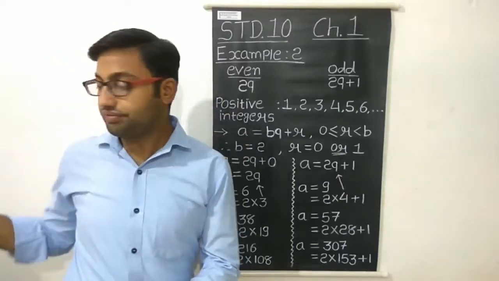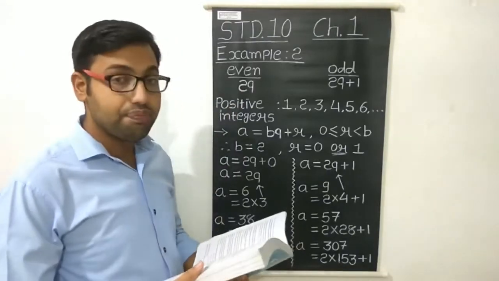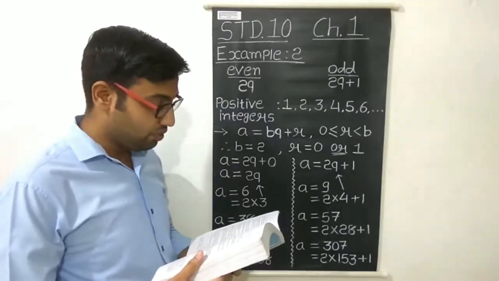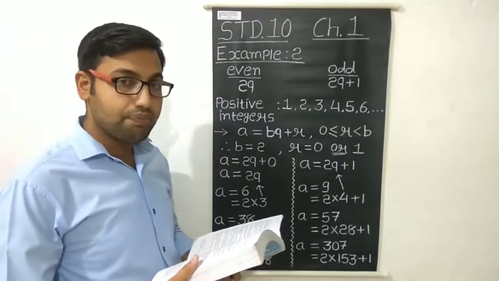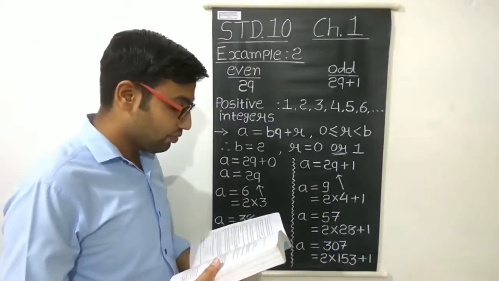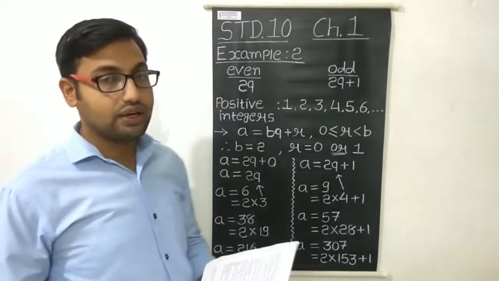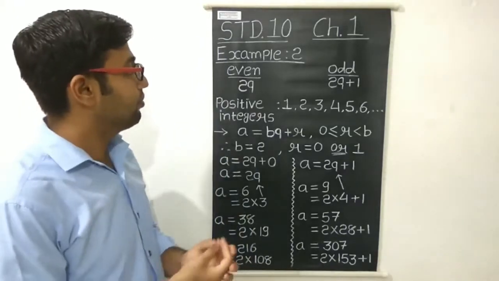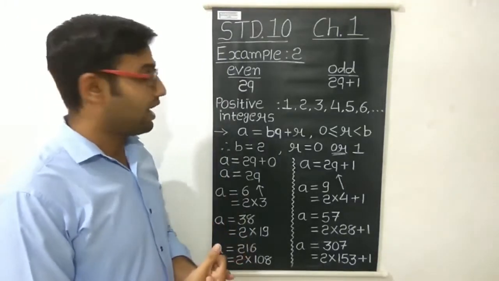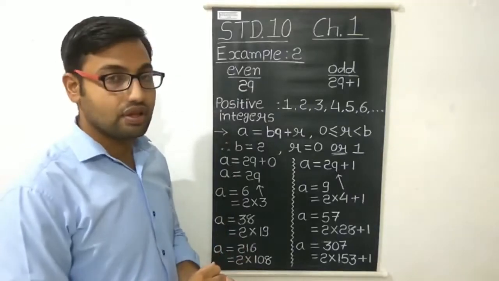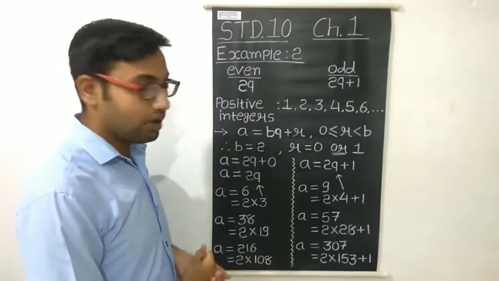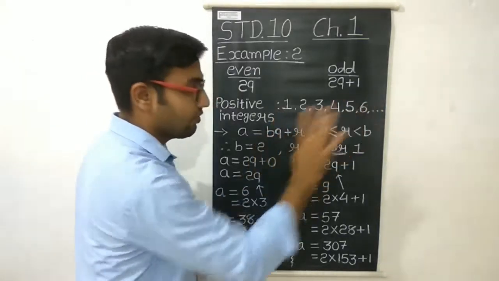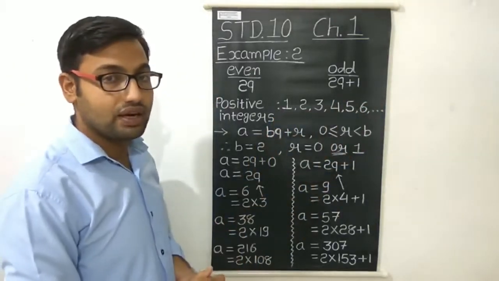The question is to show that every positive even integer is of the form 2q and that every positive odd integer is of the form 2q plus 1, where q is some integer. In the question, the word positive integers is used. If we note down the positive integers, we get the numbers 1, 2, 3, 4, 5, 6, 7, 8, 9 up to infinity.